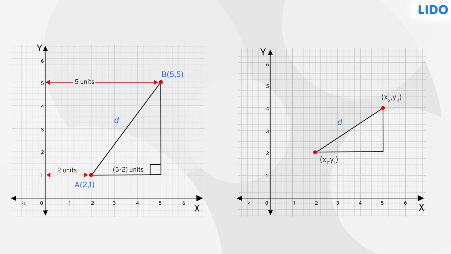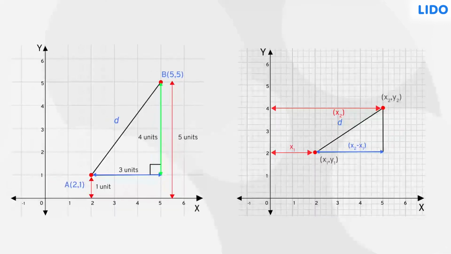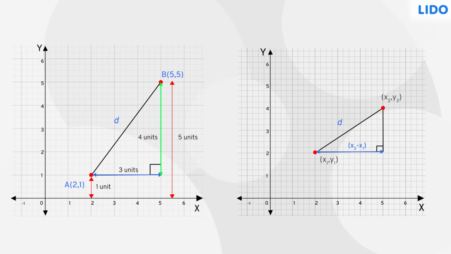Now we have to find the base of the triangle. Here, our base will be x2 minus x1. Now let's find the altitude. So we have a right-angled triangle with base x2 minus x1 and altitude y2 minus y1.